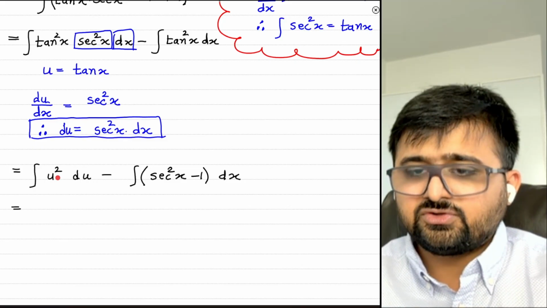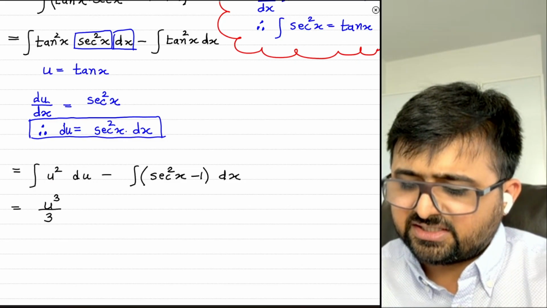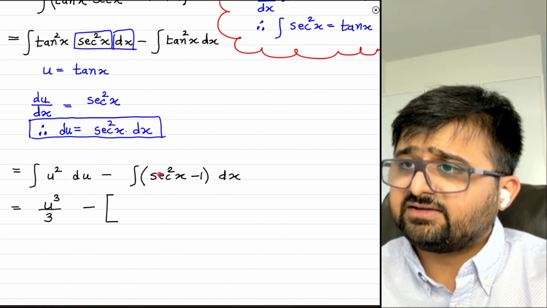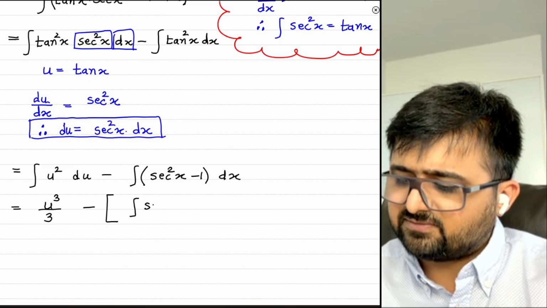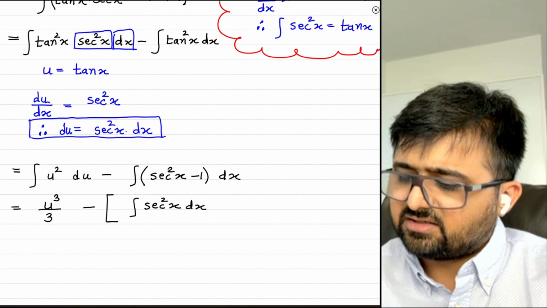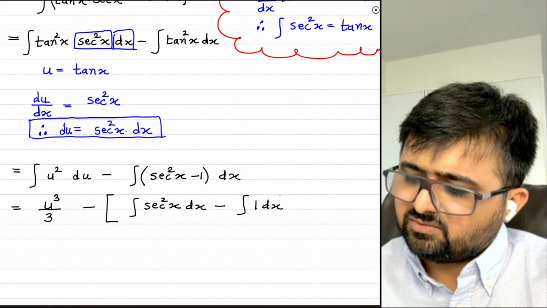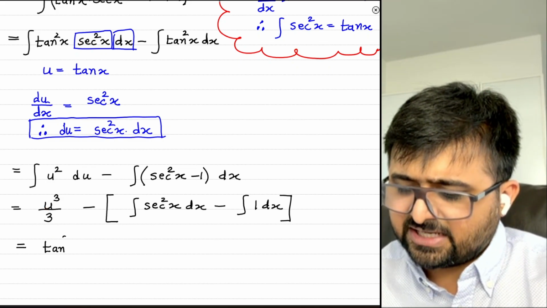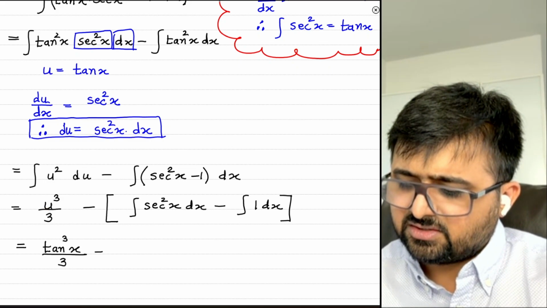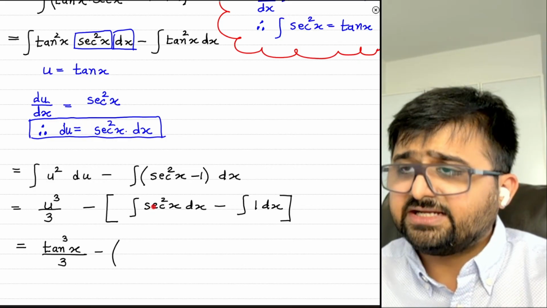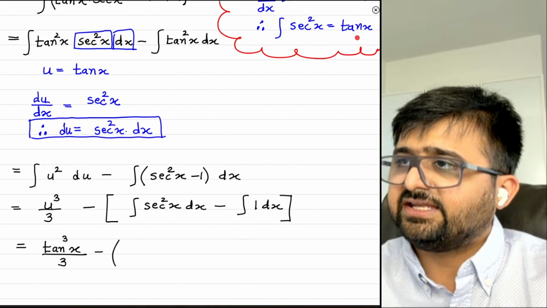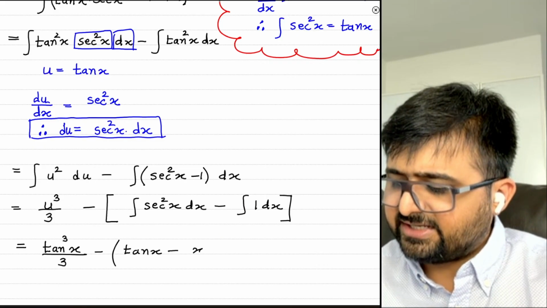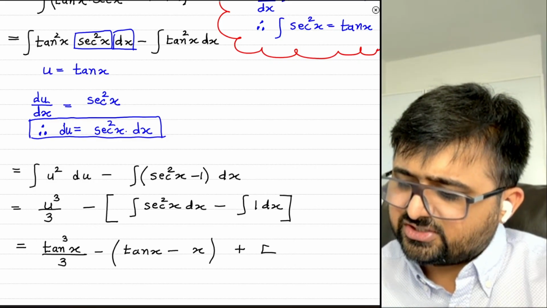Now we know the integral of u square is nothing but u cube divided by 3, because we are integrating with respect to u. Minus, let's put a bracket and give that integral to both of those terms. So we have the integral of sec square x dx minus the integral of 1 dx. We know u is tan x over here. So this can be written as tan cube x divided by 3 minus, we are almost done with this integration, bracket, the integral of sec square x, we know, is nothing but tan x. So this is tan x minus the integral of 1, which is nothing but x. Let's close the bracket and add the constant of integration c.